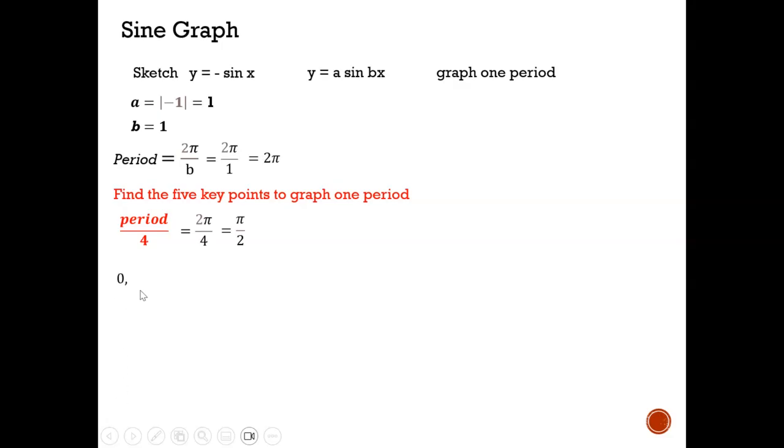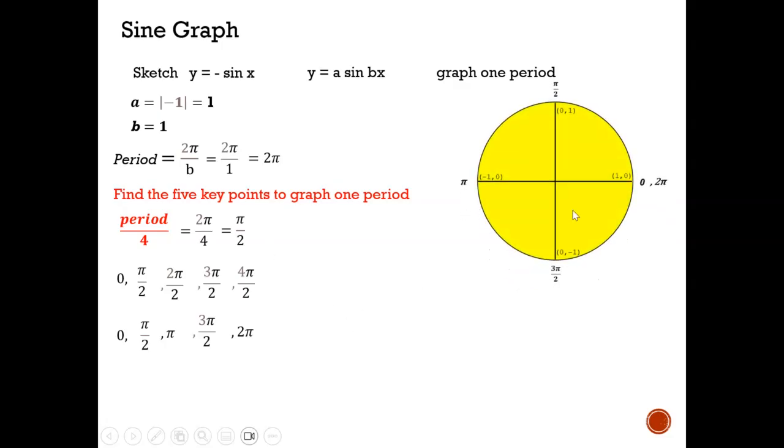We start with 0, pi over 2, 2 pi over 2, 3 pi over 2, 4 pi over 2, right? And then we simplify. This one stays at 0, that one stays at pi over 2. The 2 pi over 2 becomes pi. The 3 pi over 2 stays how it is. And the 4 pi over 2 becomes 2 pi. You see, again, the last point matches the period, so I know this is correct.